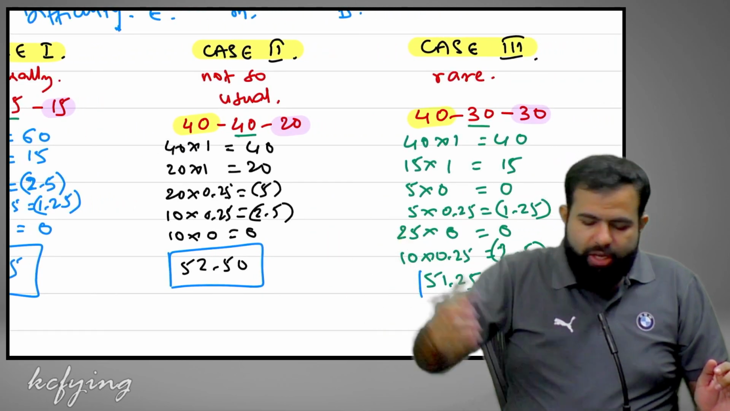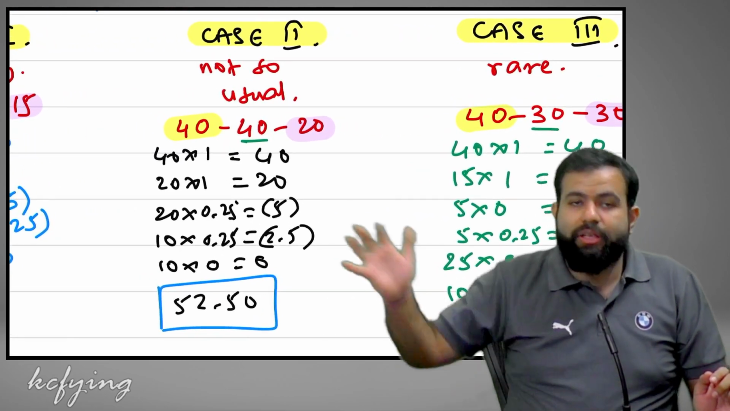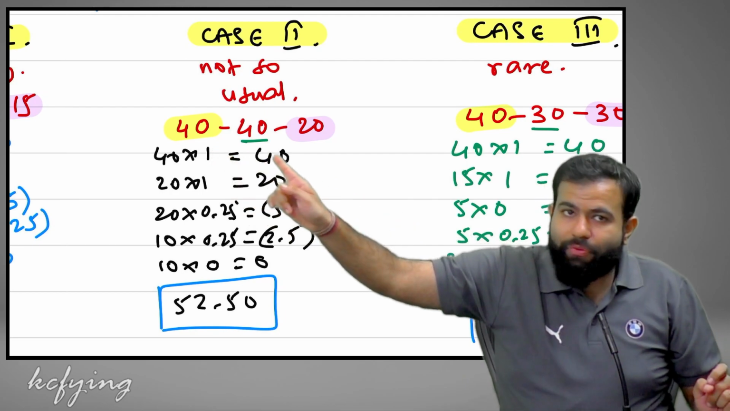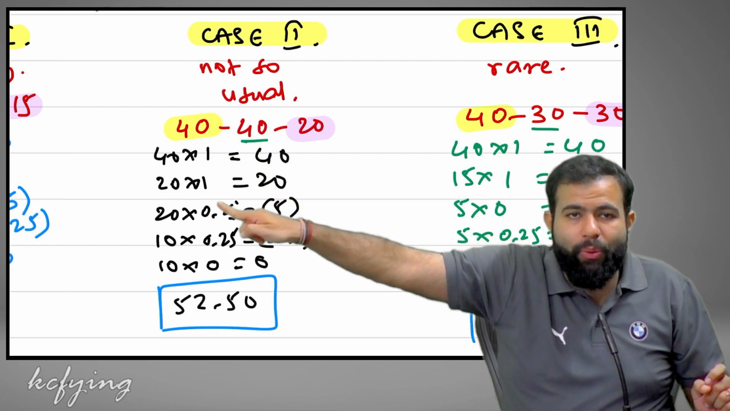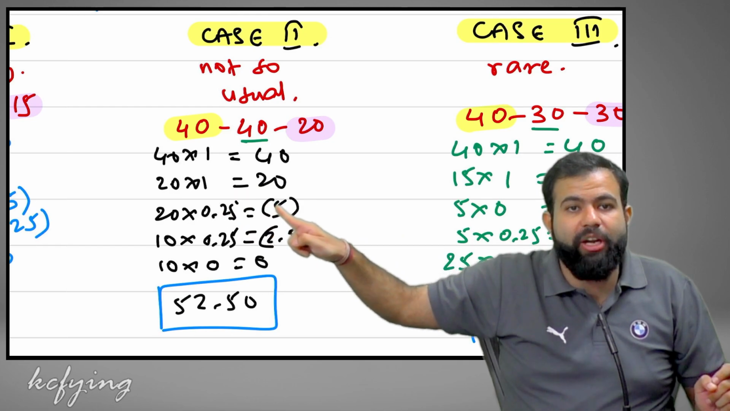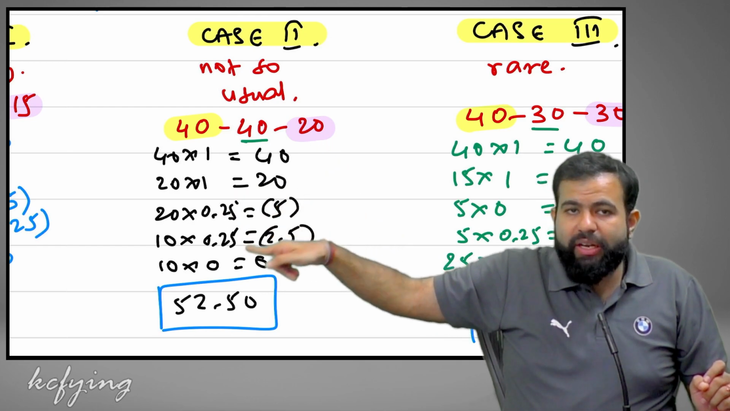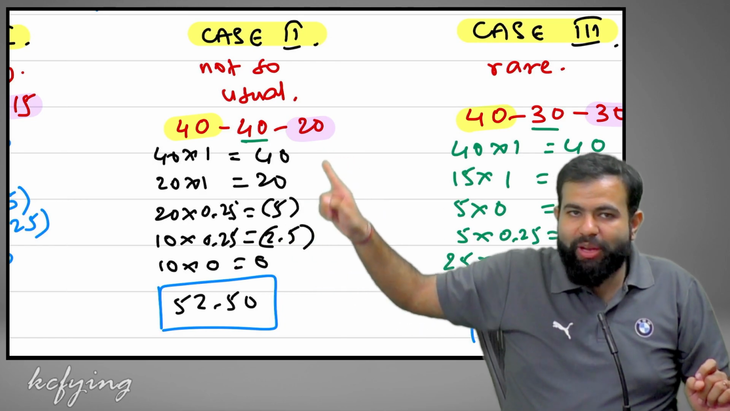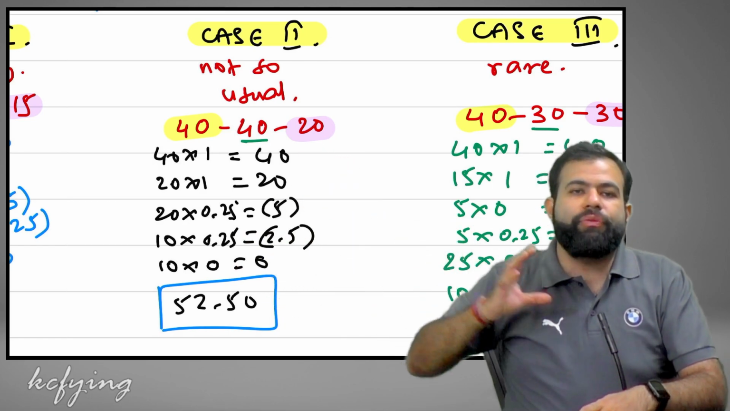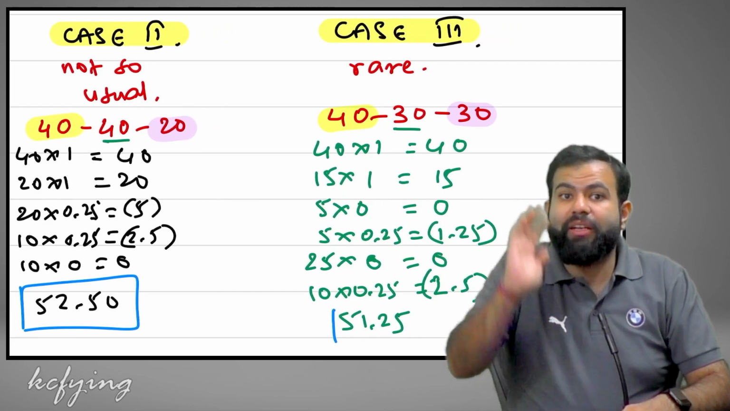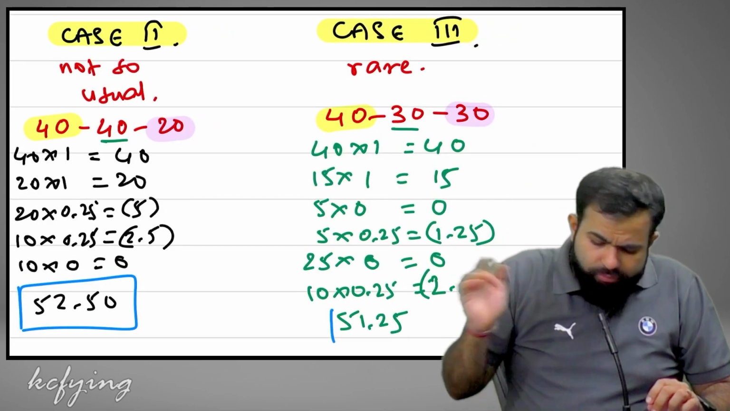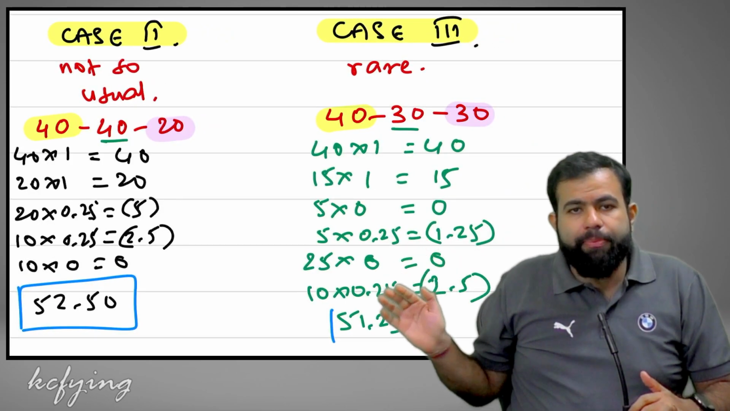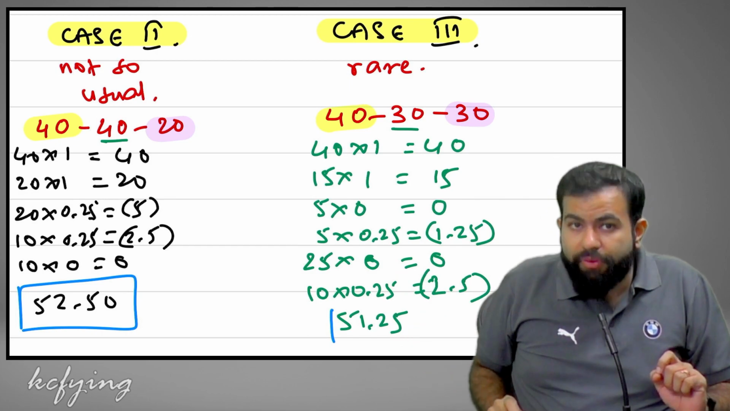See case 2, if case 1 does not happen, which is not so usual. So 40 questions you attempt, 40 marks you get. Out of this 40, 20 correct, 20 incorrect. For 20 you get 20, for another 20 you get 5 negative. Out of these 20, 10 you don't attend, 10 you attend, but they get incorrect. I'm not assuming even one question out of this to be correct. Still you land up somewhere around 50 to 55 marks, which is still very good considering the difficulty level of the paper. Third one, which is a rare situation that can appear, still you are managing to get 50 marks at least.